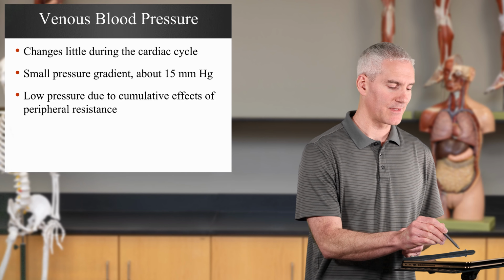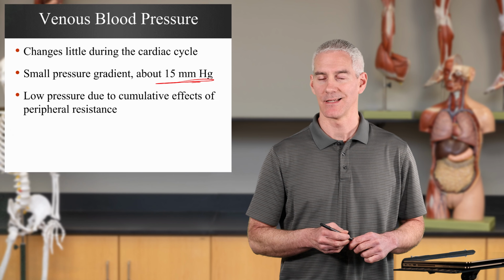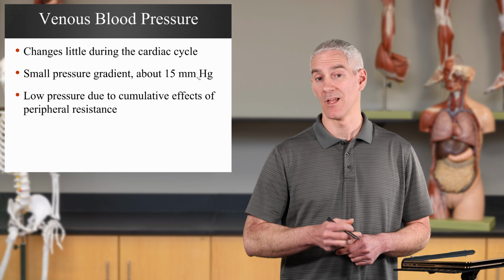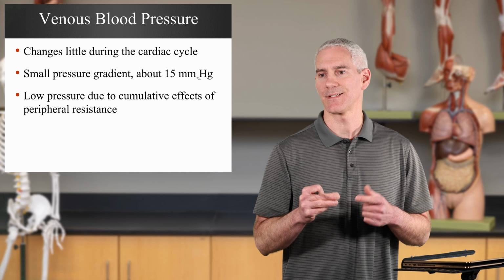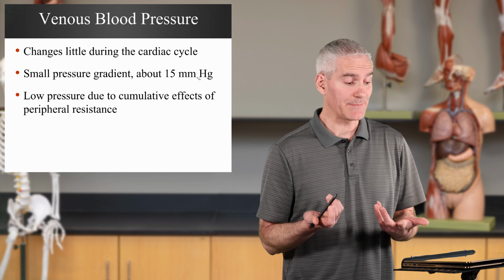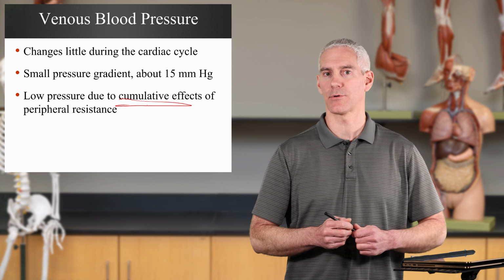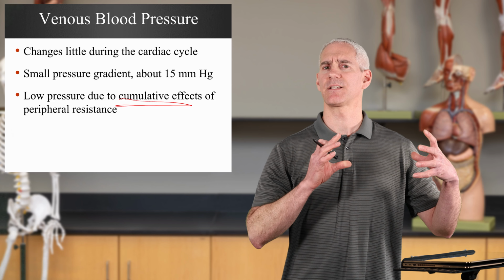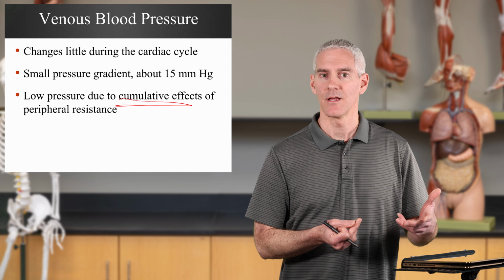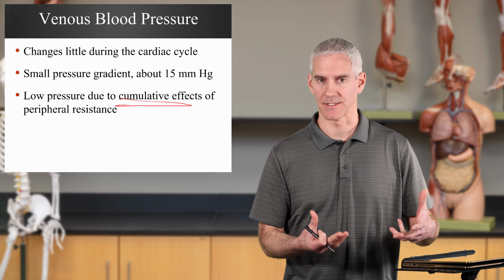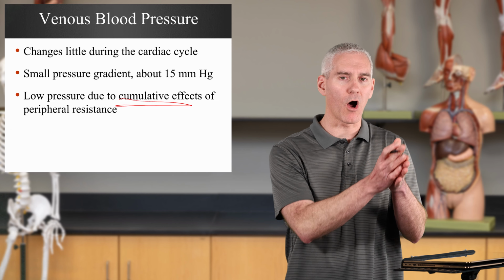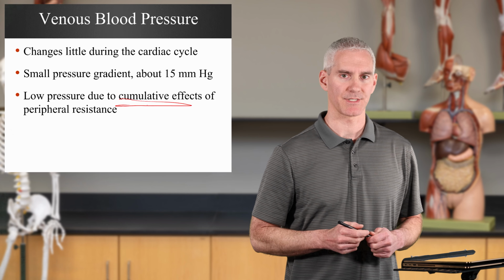Now, this small pressure gradient, this 15 millimeters of mercury pressure gradient, thankfully is enough because there are a lot of other helping factors I'll get to. There'll be three main helping factors to get blood back to your heart in addition to this pressure. But the reason it's so low is because of all the cumulative effects of all the peripheral resistance. Those big elastic arteries, they still had resistance. The muscular arteries still had a resistance. The arterioles had a whole lot of resistance. Capillaries, a little bit of resistance. Now we're back in the veins. So all that led up to this low pressure system.